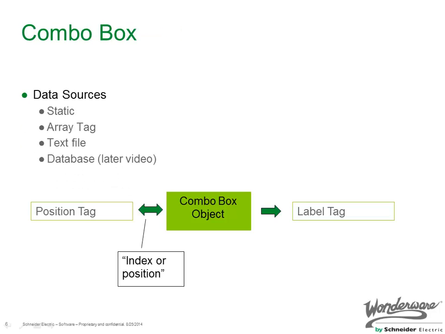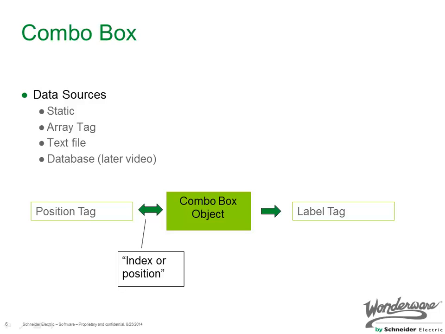The combo box is a drop-down list. You've probably seen them on websites or in Windows forms, and basically you click on it and it drops down a list, whether it be objects or states, or when you fill in a field, things of that nature, picks from a drop-down list. So that's what that is.